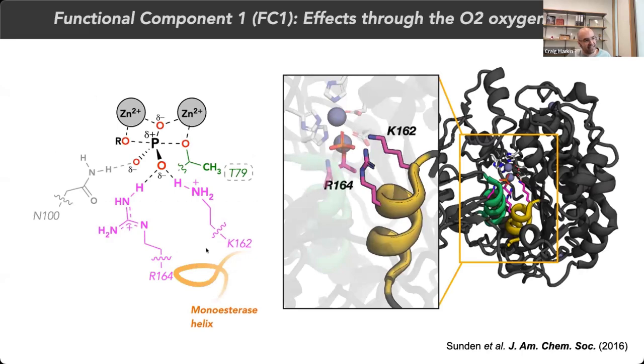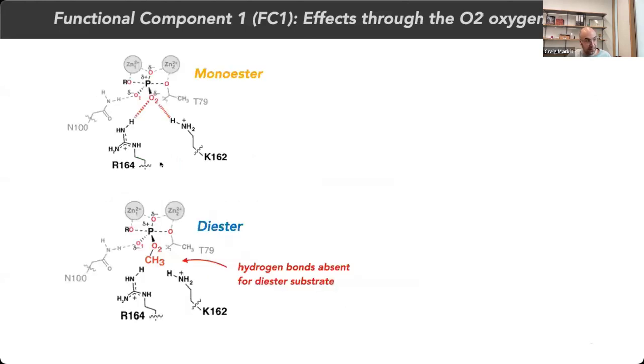So as I said, these residues sit at the N-terminus of this yellow helix, and they donate hydrogen bonds to this phosphoryl oxygen, which we call oxygen O2 or oxygen 2. And so this structural model makes a prediction that we can test. And the prediction is that if the functional role of K162 and R164 is solely to interact with this oxygen, these residues should provide no catalytic benefit for a diester substrate, which has a methyl group here. So you have a methyl group here, and those hydrogen bonds aren't as strong.